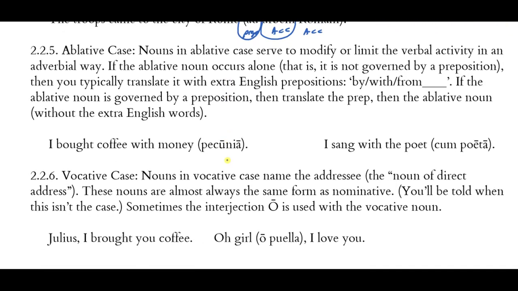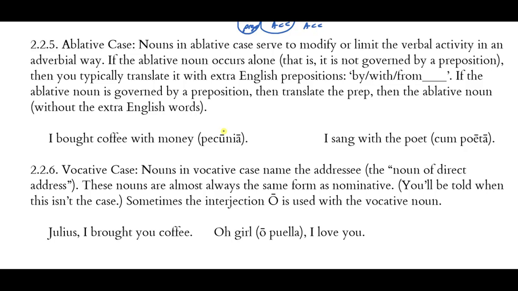Now, in the fifth case, we have ablative case. Pardon the pun. Nouns in ablative case serve to modify or limit the verbal activity in an adverbial way. If the ablative noun occurs alone, that is, it's not governed by a preposition, it's not in a prepositional phrase, then you typically translate the noun in the ablative case with an extra keyword, an extra English preposition like by, with, or from, and we'll learn some other possibilities as we go on. If the ablative noun is governed by a preposition, then translate the preposition and then the ablative noun without the extra English words.